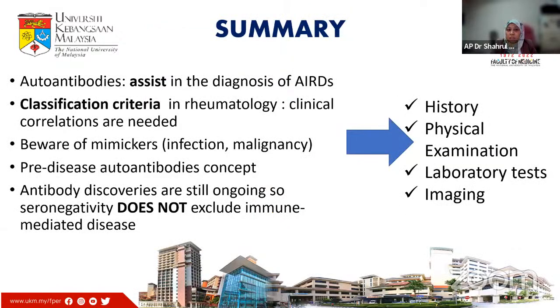So in summary, autoantibodies assist in the diagnosis of autoimmune rheumatic diseases, and classification criteria in rheumatology depend on clinical correlation. Always be aware of the mimickers, for example infection and malignancy. Commonly, infection and connective tissue disease can occur together, and even malignancy. So we have to treat both.